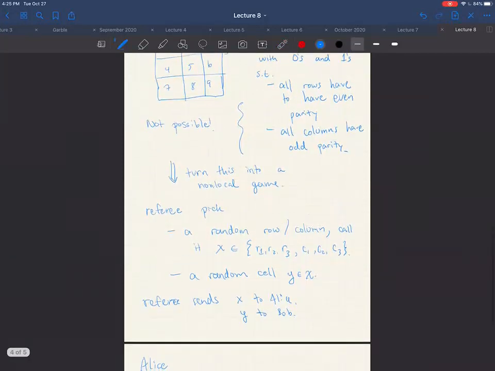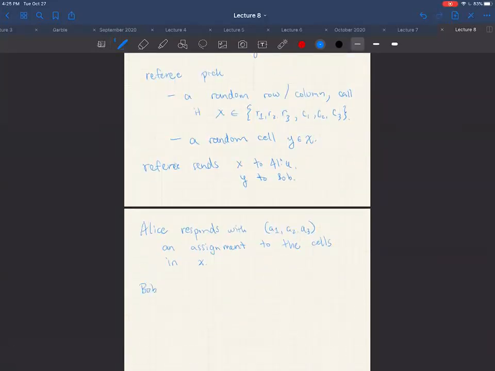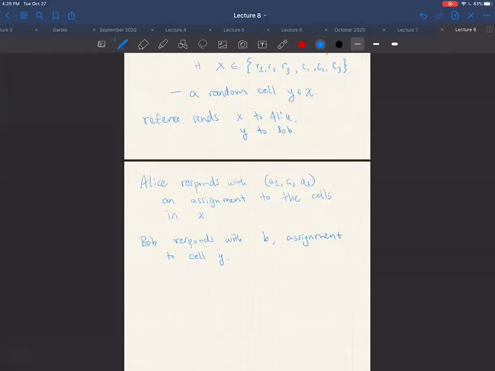Alice is supposed to just give an assignment of the 3 cells in her row or column, an assignment of zeros and ones. Okay. And then Bob responds with just a single bit. That's supposed to be an assignment to the cell that he received. Okay, so this is like the questions and answers they get.